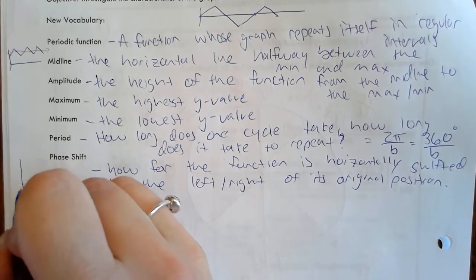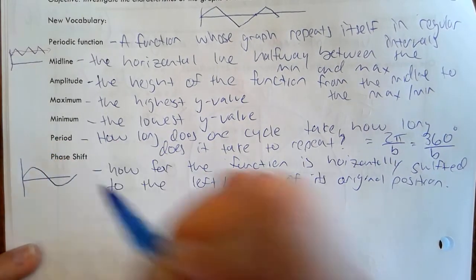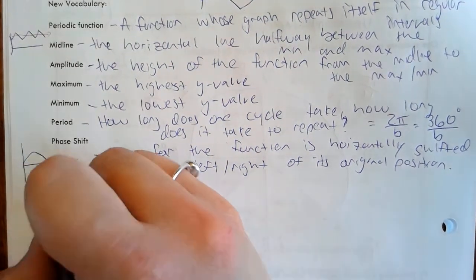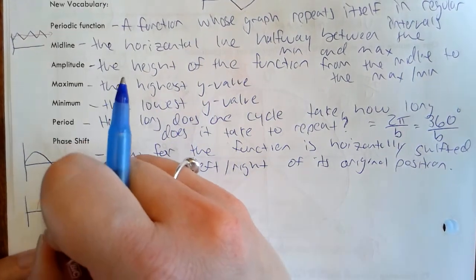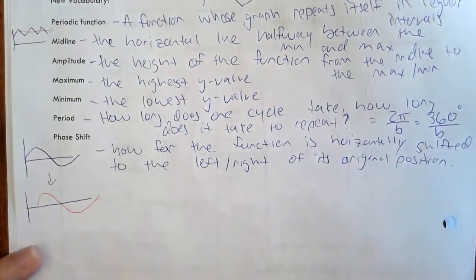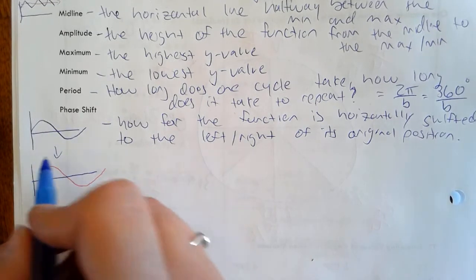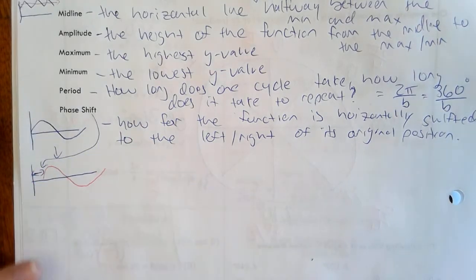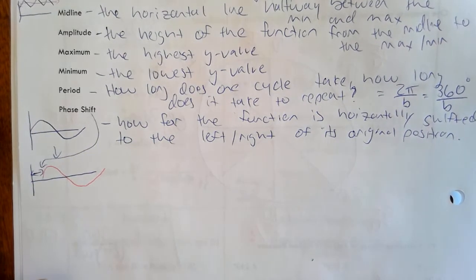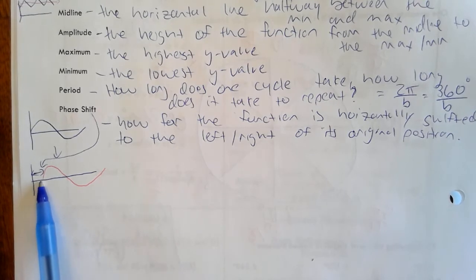So for example, let's say that this was my original graph. And then I did this, where it's the exact same graph, but I took this graph and I just moved it this far. That would be my shift. I just took it and I moved it to the right. So I'm saying like I've shifted it to the right, and whatever this distance here is, that would be my phase shift.